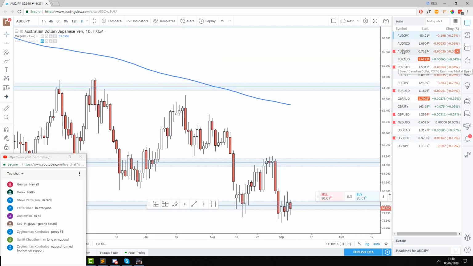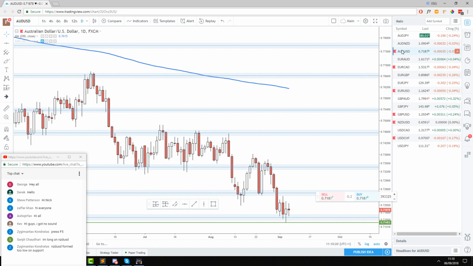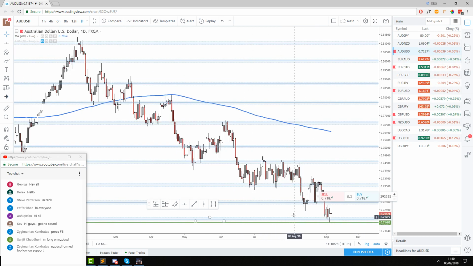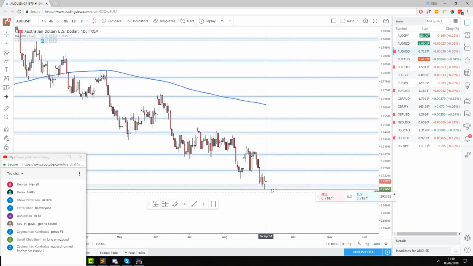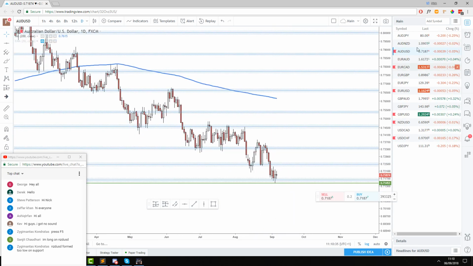So let's do a quick summary. AUDUSD, we're waiting to see what's going to happen at the support area, because it is stalling out. It's a very, very significant low. It's a 2-year low, but there's no clearly defined setup at the moment.